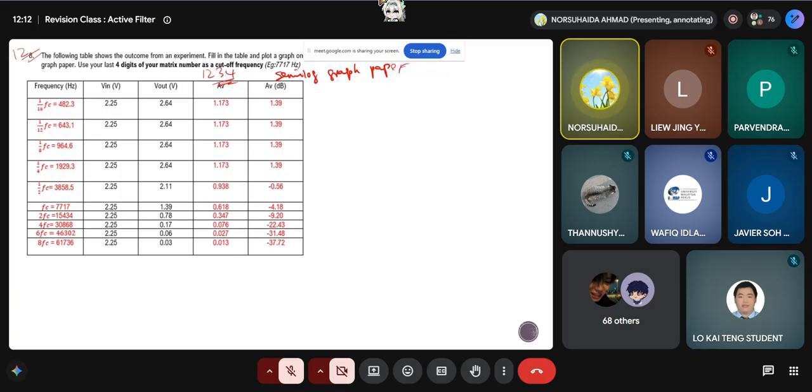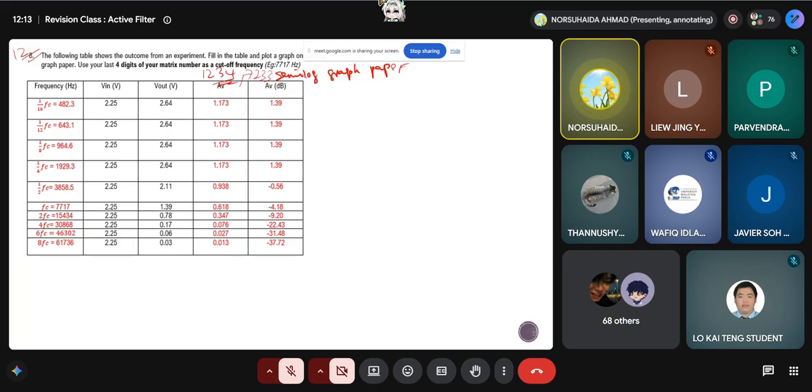It might ask you to use the odd or even numbers, and then it might have another requirement. So please read the question properly. For this case, since they are saying the 4 digits of your matrix number, I'm giving you an example, for example, 7717. If your matrix number is 1, 2, 3, 4, you use 1, 2, 3, 4. If the last 4 digits of your matrix number are 7, 2, 3, 3, then use that value.